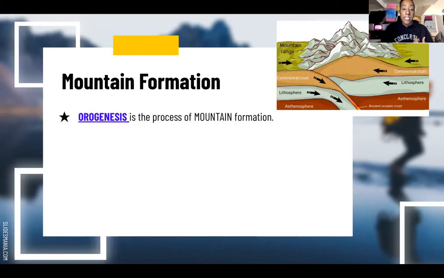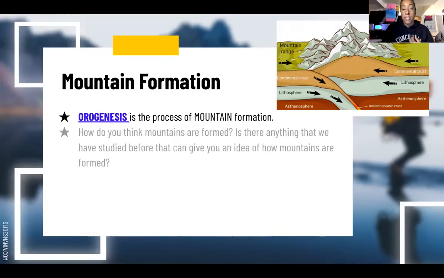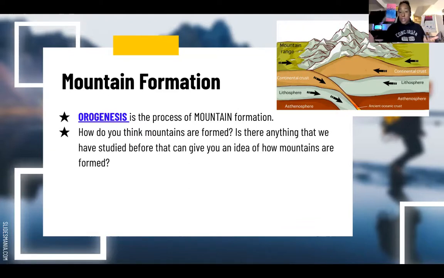So, orogenesis is the process of mountain formation. You've probably never heard that word because nobody is talking about orogenesis over Sunday dinner, right? But that's the scientific term for it. Again, how do you think mountains formed? Is there anything that we've talked about or studied that can give you an idea of that? I'll let you think. We talked about it about three slides ago.